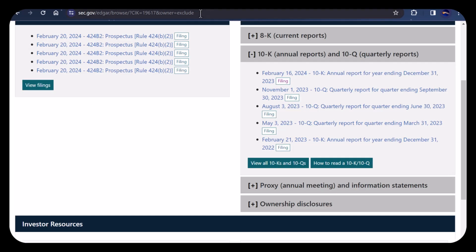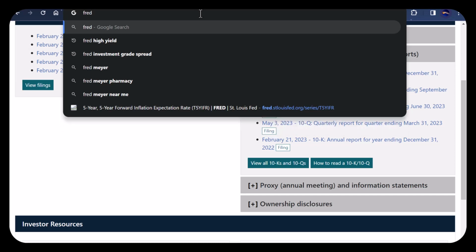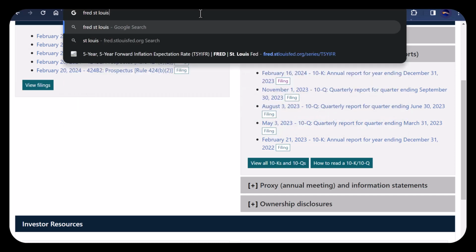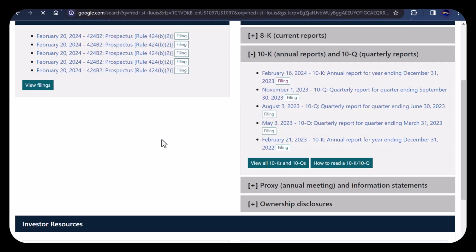We're good with it. If you go to FRED, St. Louis, FRED is a database of economic numbers maintained by St. Louis Fed. FRED is short for Federal Reserve Economic Database. And why am I not getting it?